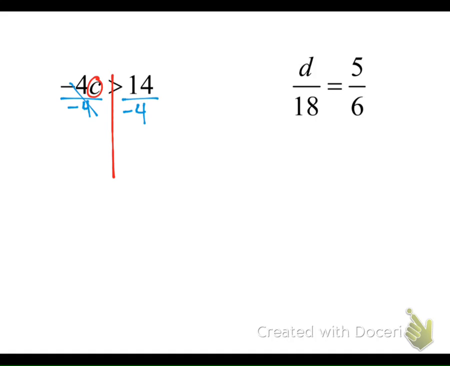So hold up. Don't go too far ahead of me. So c, now I divided by a negative number. Say it again. Yeah, I'm going to flip my inequality sign. So now it's going to read c is less than, now 14 divided by negative 4.